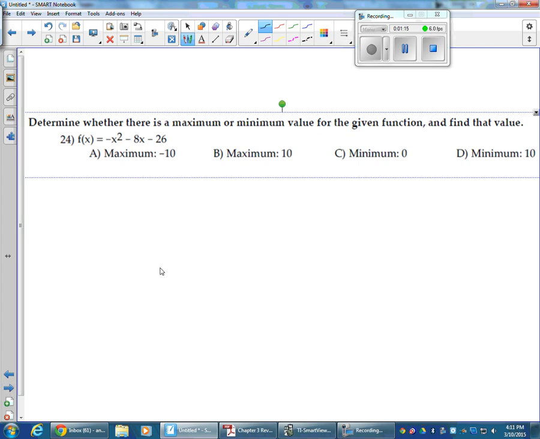Number 24, determine whether there is a maximum or minimum value and find that value. Well, this starts out with a negative x squared, so it means this parabola is opening downward. If your leading coefficient, your a, is positive, your parabola opens up. If it's negative, your parabola opens downward. So we're going to have a maximum point here somewhere, and it's going to be at our vertex.